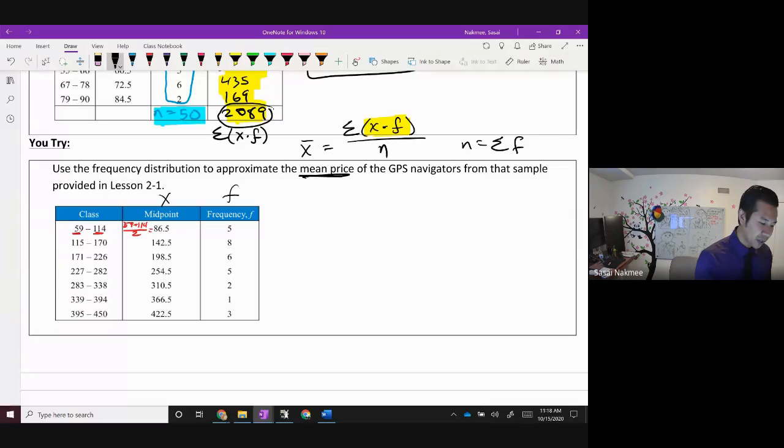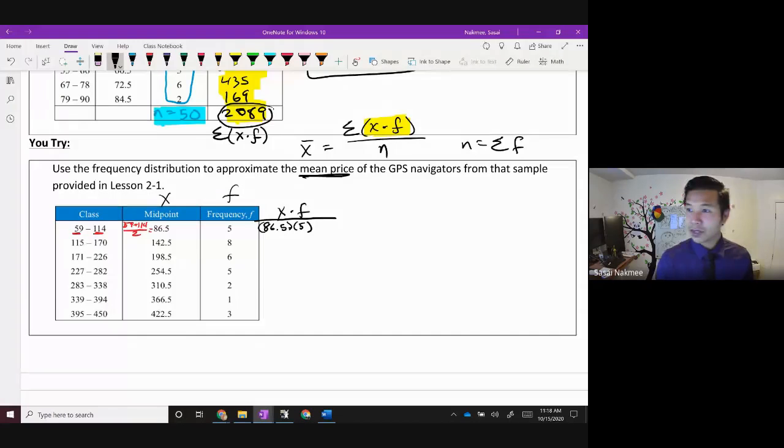So I'm going to make myself another table right here, and I'm going to label it X times F. And I'm going to write those values into this part of the table. So how do you calculate that? That's going to be this one right here, which is going to be 86.5 times 5. That's all you need to do.